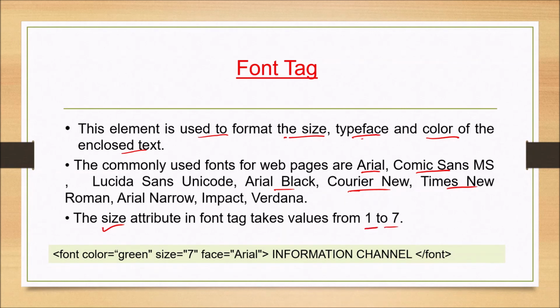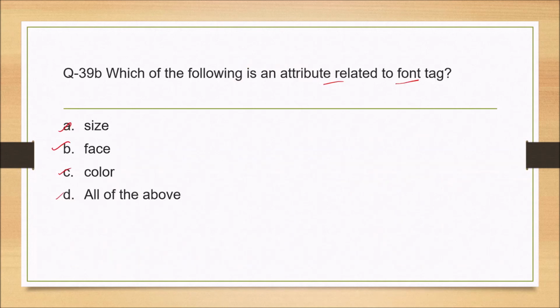This is an example of how we can use the font tag. So this is font color equals green. You can use color equals green, size equals 7, and this value can vary from 1 to 7. Then we have face equals Arial. Then whatever text you want to display, all this formatting will be done on this text, and then the closing font tag. So this question asks which attributes you can use with the font tag: size, face and color. So we can use all of the above.